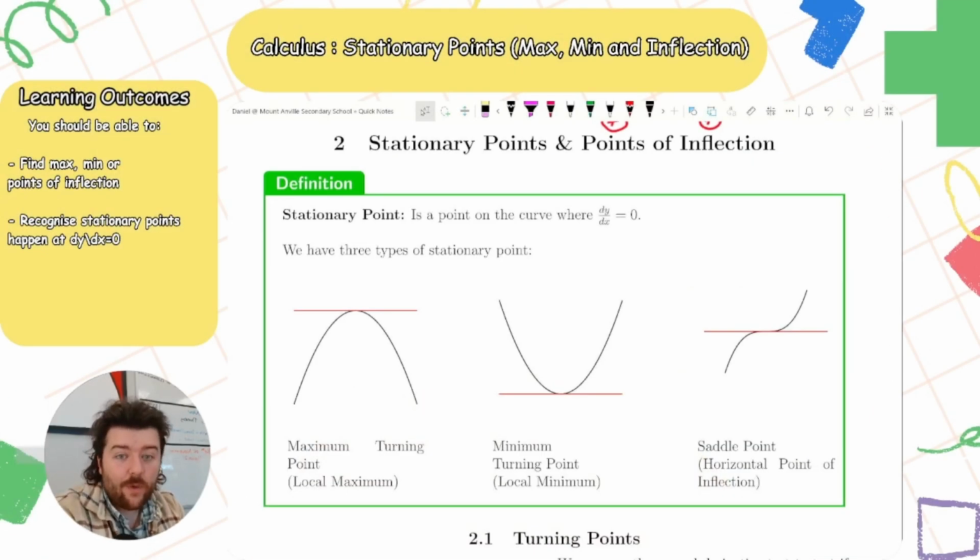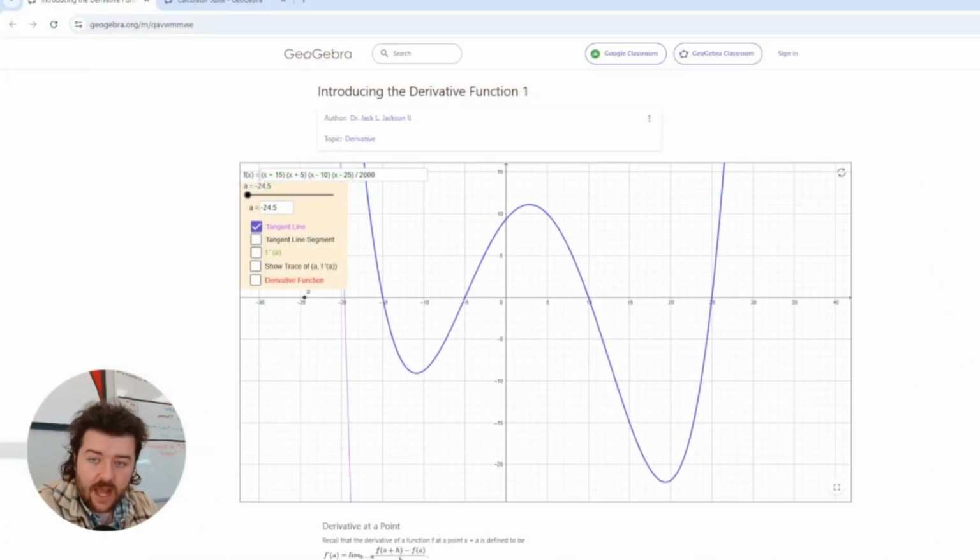Okay, so in this video, we are looking at stationary points, right? But what are stationary points? So let's have a look here at the GeoGebra. Let's look here at the relationship between the slope of my tangent line and maximum and minimum points.